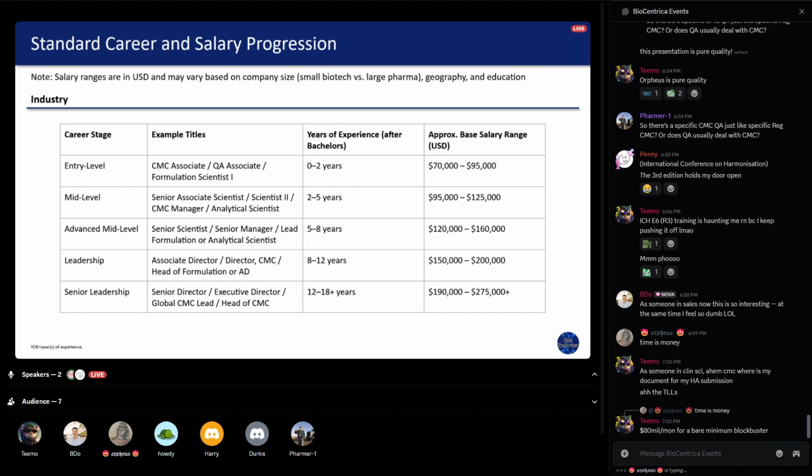A lot of the times for PhDs that I've seen, they always start out at the senior scientist role. Masters, you'll probably see them at senior associate scientist or even analytical scientist. But if you have a PhD, you can skip quite a bit. As you can see, the base salary range is in line with having a PharmD, as in the previous talks that we've had. So they do accordingly give you a salary range to be in line. As you get more into your years, you can definitely go into leadership, senior leadership, and compensation will increase accordingly.